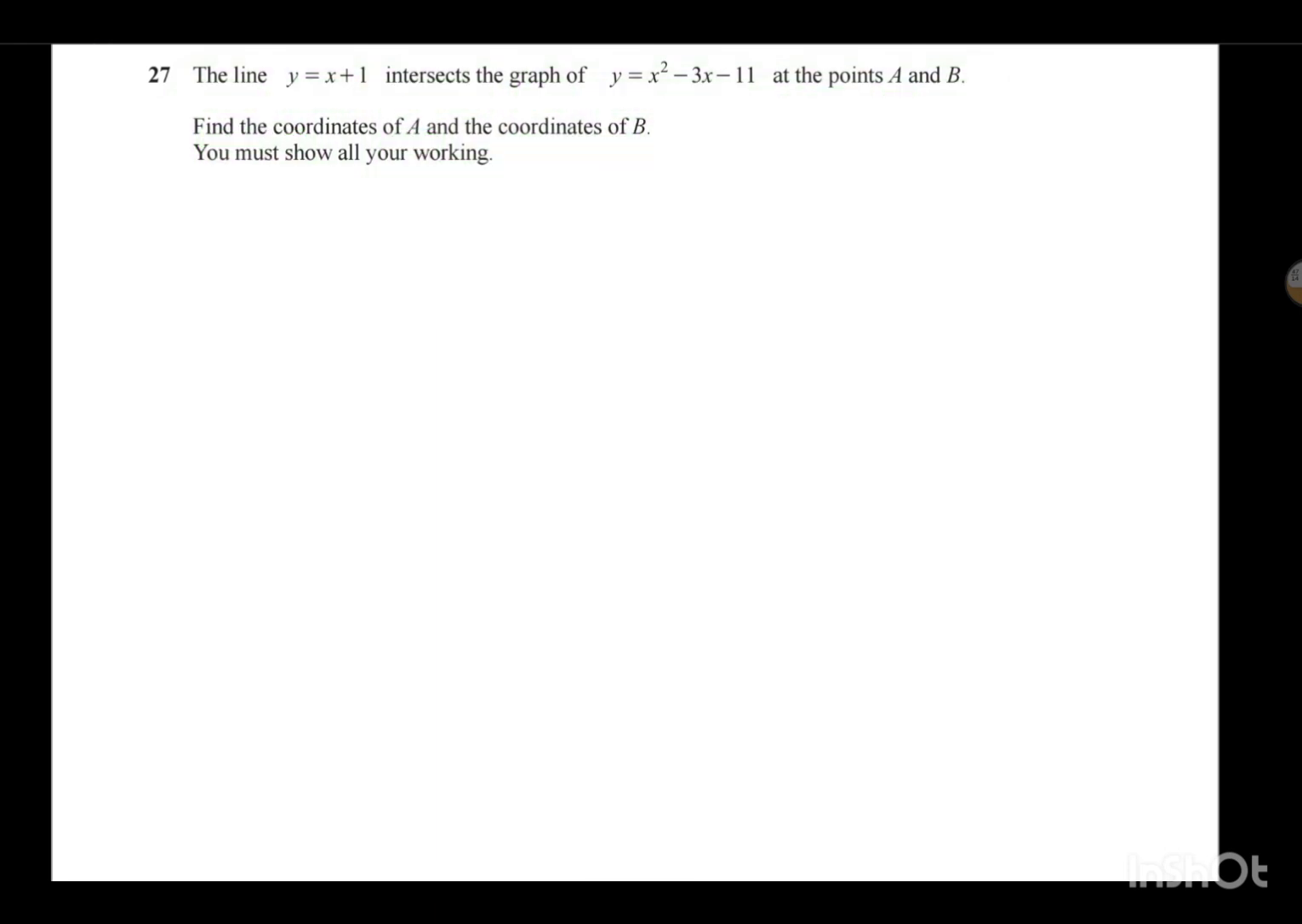So y is equal to x plus 1 is given and y is equal to x square minus 3x minus 11. So both are equal to y. So you can take that as both y's, you can equate them. Now rearrange so that you get a quadratic equation to solve it. I brought minus x here, I brought minus 1. Now x square minus 3x minus x is minus 4x, minus 11 minus 1 is minus 12.